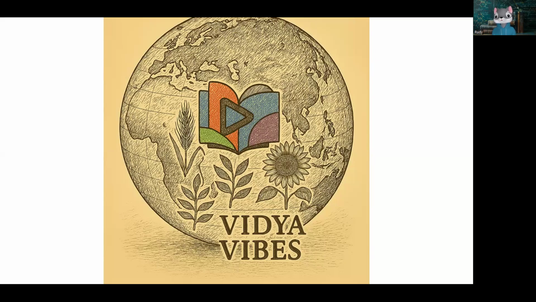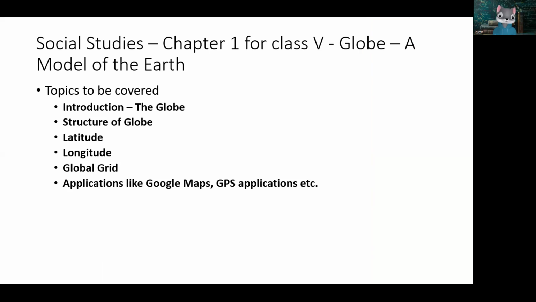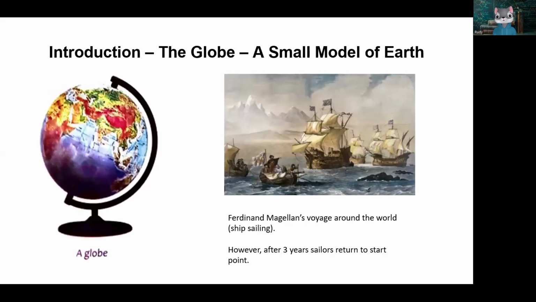Today I am going to discuss with you Chapter 1 of CBSE Class 5 SST: Globe, a model of the Earth. What will we learn today? We will learn the introduction of the globe, structure of the globe, longitude and latitude, global grid, and finally applications that show us maps on electronic devices, like Google Maps, GPS applications, etc. So let us begin.